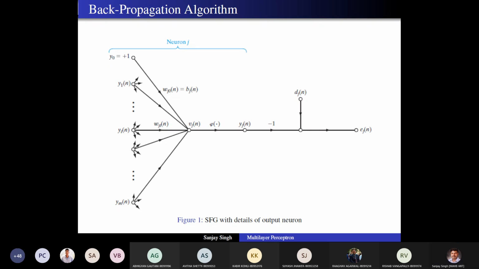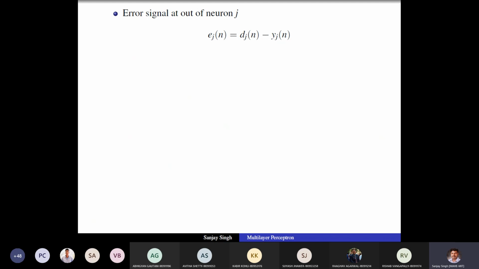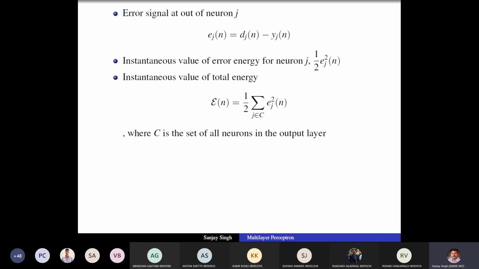Yes, sir. So once we have this, as I mentioned, the error signal as per the diagram on the previous page, e_j(n), is nothing but the difference between the two, d_j(n) minus y_j(n), right? And the instantaneous value of the error energy at a particular neuron j is nothing but half of e_j squared(n). This is straightforward, which we have been doing earlier. And the instantaneous value of the total energy.